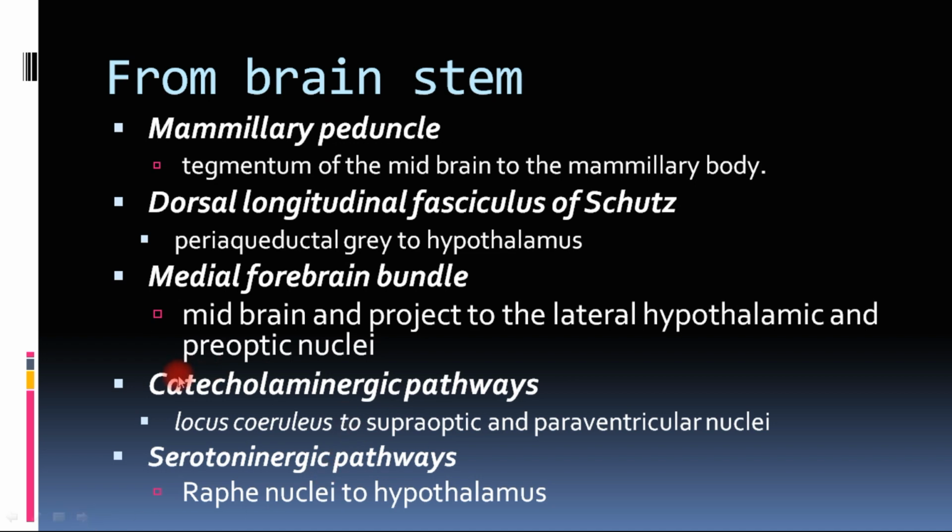Now the last afferent from the brainstem is the serotonergic pathway. It is coming from the raphe nucleus to the hypothalamus, and the serotonergic pathway is also involved in the brain suppression pathway, but here its supply to the hypothalamus and other areas of the brain is responsible for maintenance of the sleep wake cycle. So the serotonin secreted by the neurons arising from the raphe nucleus maintains the sleep wake cycle in the body.